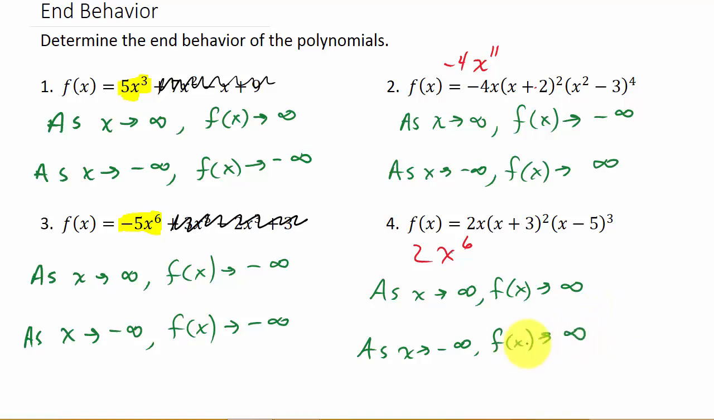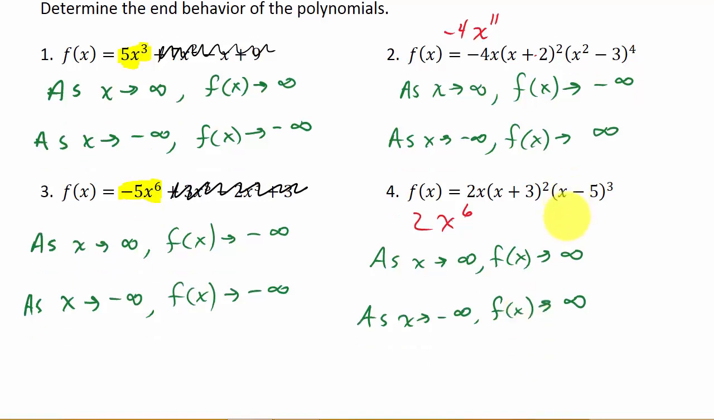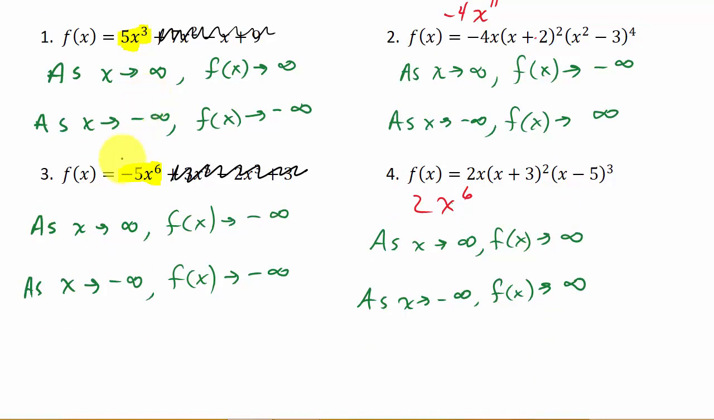Now, what they may ask you to do is that little sketch. So if that's the case, let me just show you for the first one. If you're doing the sketch, as x goes to infinity, f of x is going to infinity, so that would look like that. And then as x goes to negative infinity, f of x goes to negative infinity, so that would look like that. So that's what an end behavior sketch of it would look like. We leave it open right here because we don't know what it's doing in the middle.